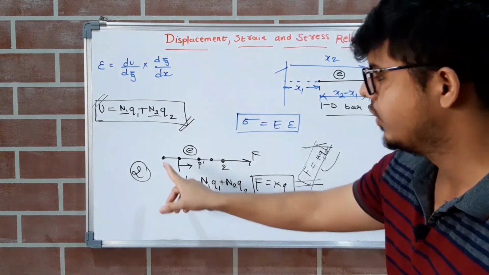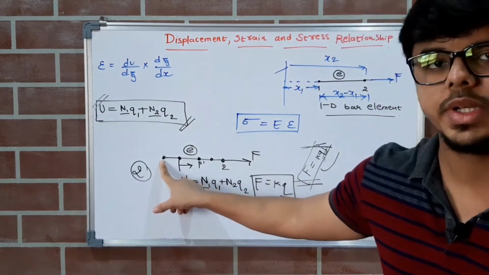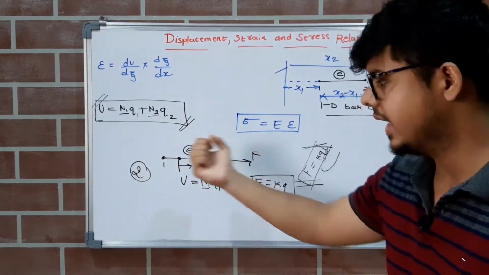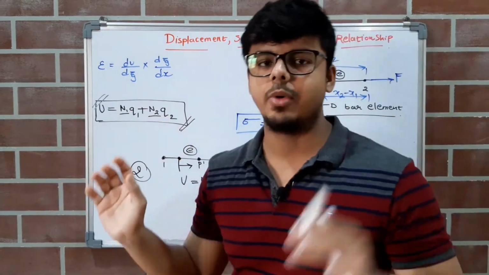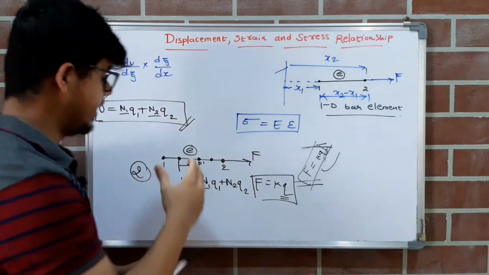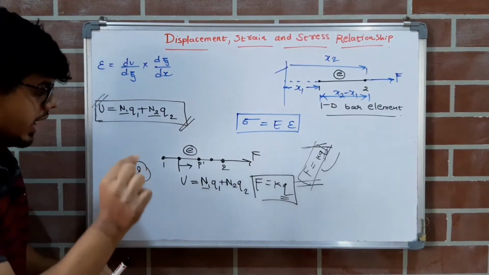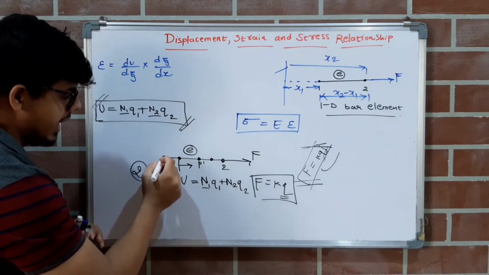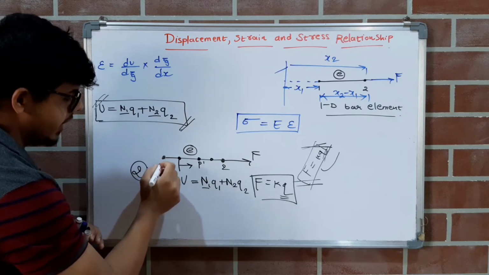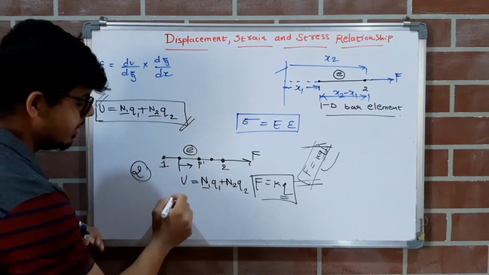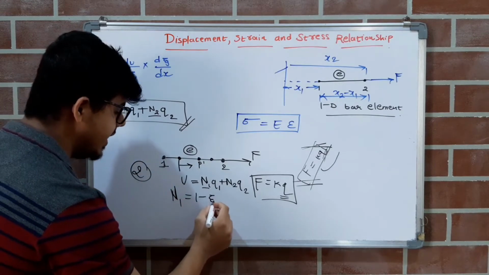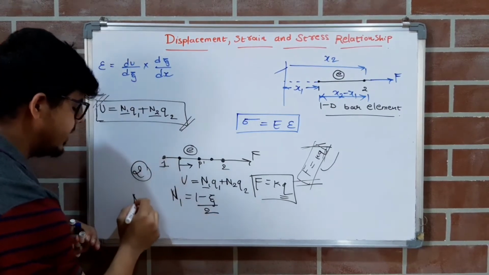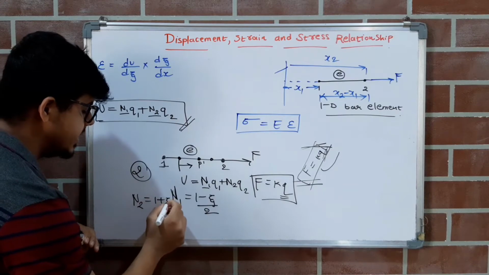So the same way we want to analyze the behavior of this node, means how this node will displace in right direction or in left direction. That means in positive x or negative x, right? So the analysis of the behavior of this node 1 is given by shape function n1, right? So n1 is given by (1 minus zeta) upon 2 and n2 is given by (1 plus zeta) upon 2.